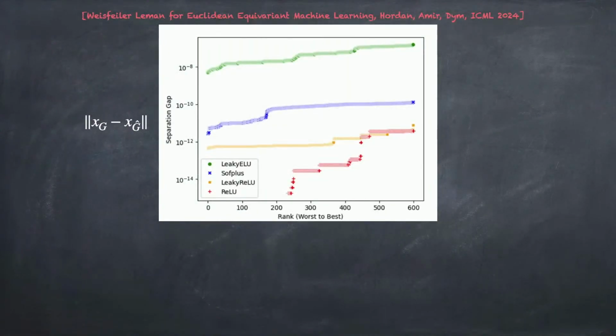Here's another example. If you look at PPGN and do a similar thing, there's 600 graphs, and you look at the error. Here we have two analytic activations and 2 piecewise linear activations, and you see that the separation is better with the green and the blue. Here you see the difference, the separation gap. So you have G and G hat. What is the difference between the features? But if you look at the y-axis, you see that we're not doing so great. Maybe it's a little small, but this is at 10 to the minus 8, this is 10 to the minus 10, okay?